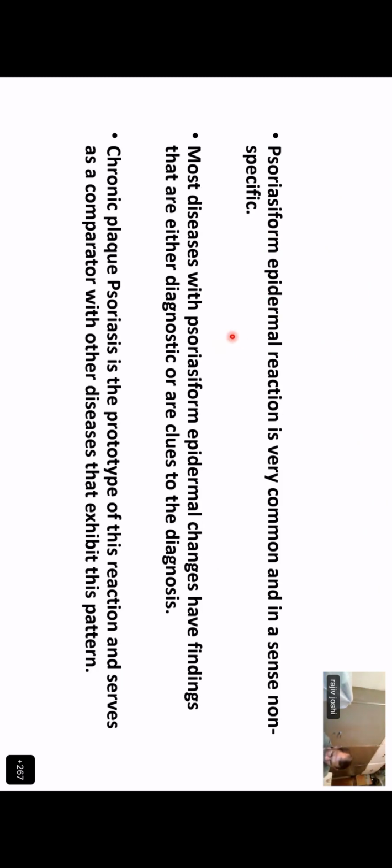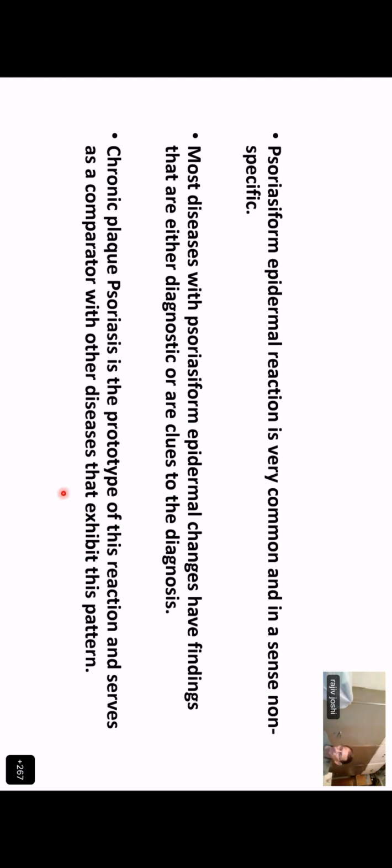It's not very difficult to make this diagnosis, but you may not get all the findings all the time. And you also have other diseases which give rise to the psoriasiform pattern. In a sense, it's fairly common and non-specific. Most diseases with psoriasiform epidermal changes have findings that are either diagnostic or have clues to the diagnosis. Chronic plaque psoriasis is the prototype of this reaction and serves as a comparator with other diseases that exhibit this pattern.